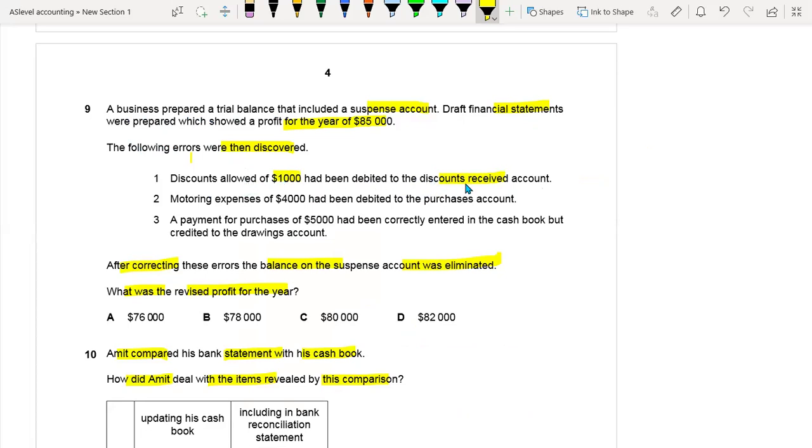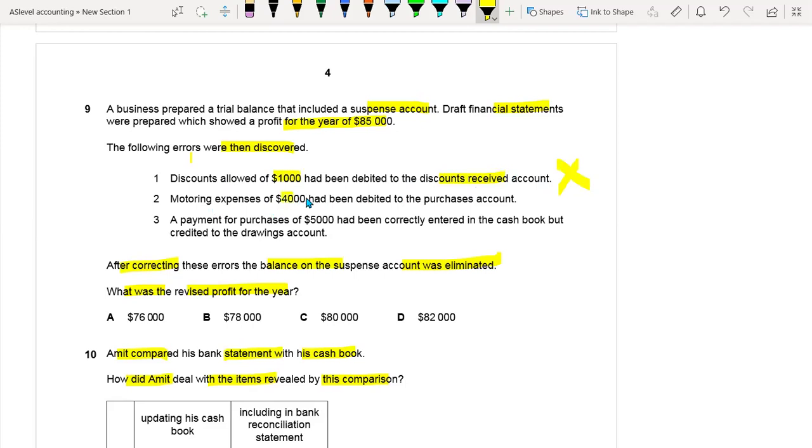So it means that now you have to increase the discount received account by the 2,000, and also you have to increase the discount allowed, which is 1,000. So its net effect would be 0. So it means that this would not be affecting the profit.